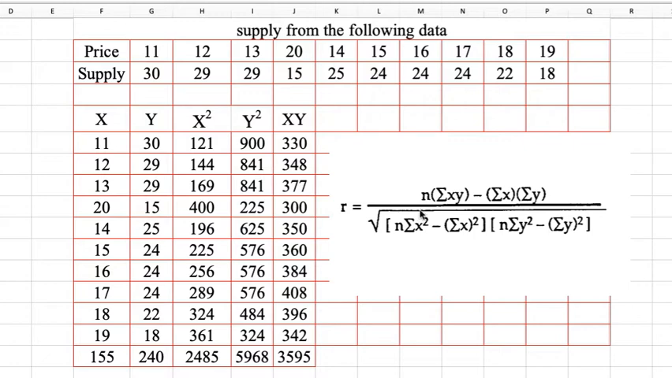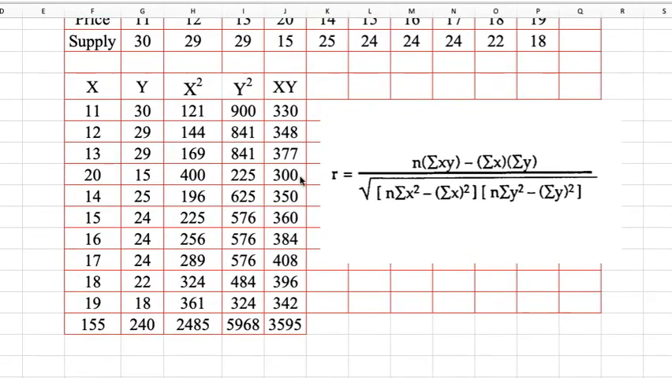Now if we talk about n, this n is how much? This is 10, right? Summation of xy is how much? 3595, right? Minus summation of x, which is 155, into summation of y, how much? Summation of y is 240, divided by n, how much again here? This n is 10 here, right? Summation of x square is how much here? Summation of x square is 2485, into n, which is again 10.